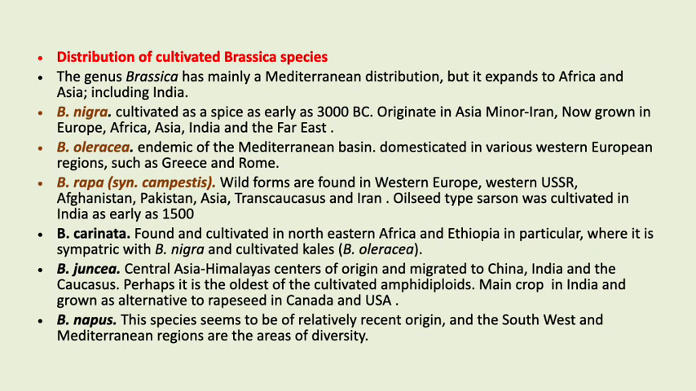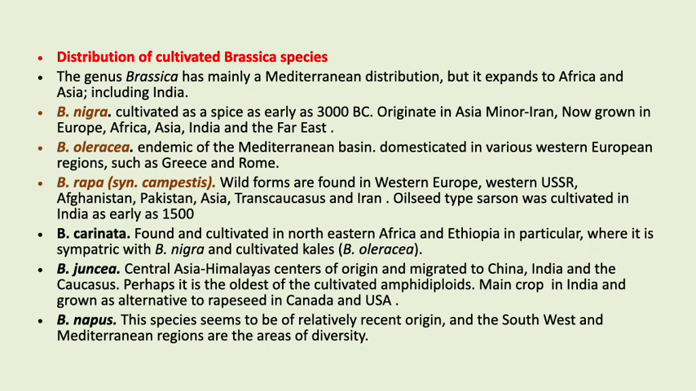Brassica nigra is cultivated as a spice as early as 3000 BC. It originated in Asia Minor, Iran. Now it is grown in Europe, Africa, Asia, India, and the Far East. Brassica oleracea is endemic to the Mediterranean basin. It is domesticated in various Western European regions such as Greece and Rome.